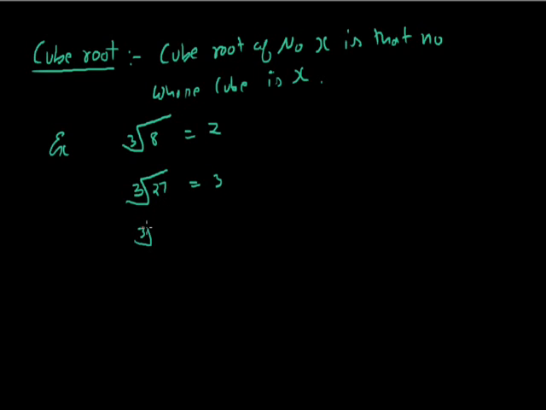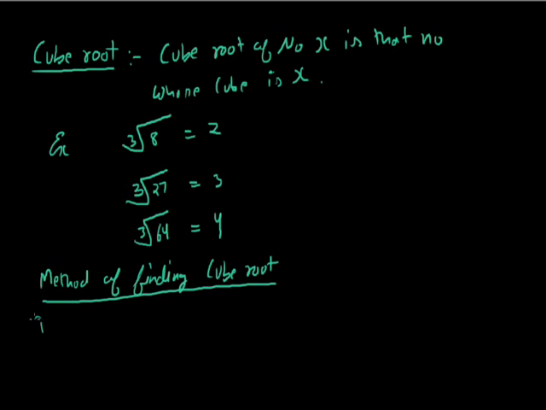What is the cube root of 64? Again the cube root of 64 is that number whose cube is 64. We know that 4 cube is 64. So the cube root of 64 is 4. So in this way we can find the cube root. Now there are different ways to find the cube roots. The first method of finding cube roots. There are different methods of finding the cube root.